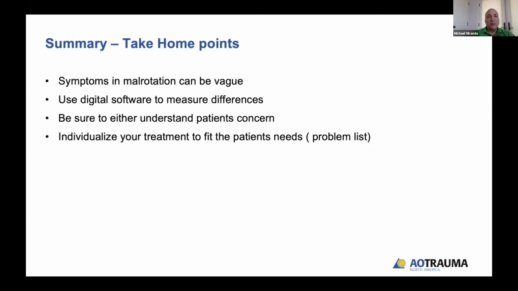So the take-home points for this particular talk are that symptoms of malrotation can be vague. It's really helpful to use digital software to measure the differences, so you can be consistent. And you want to make sure that you understand the patient's concern and individualize your treatment to fit the patient's needs, and do so via a problem list.